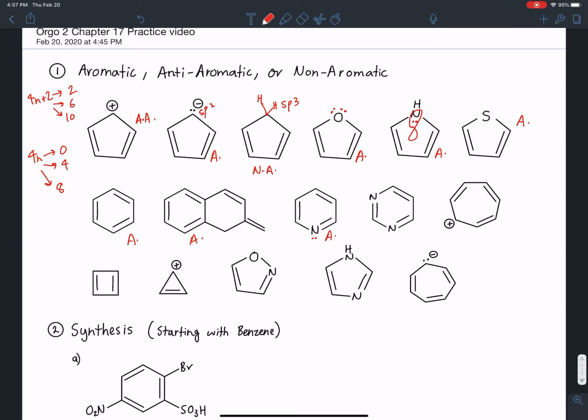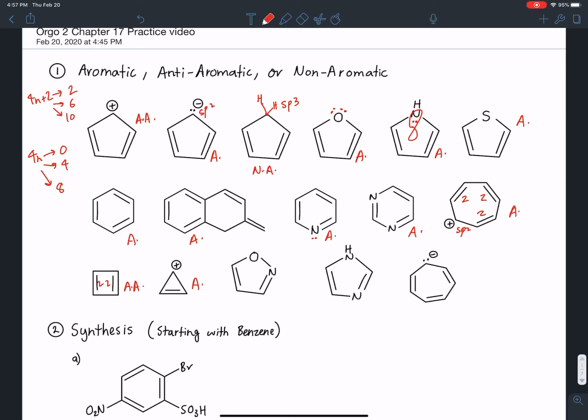So this is aromatic. This one's also aromatic, 3 bonds. Here, now we have 2, 2, 2, that's 6 again, aromatic. This thing is also sp2. Next one, we have 2, 2, 4, that's anti-aromatic. This one is aromatic, 2.